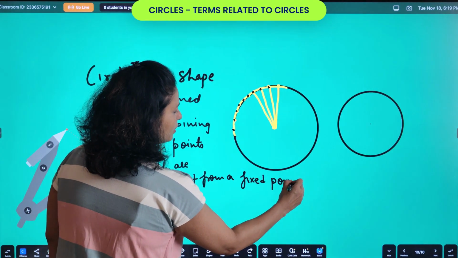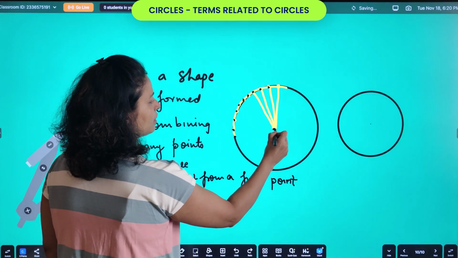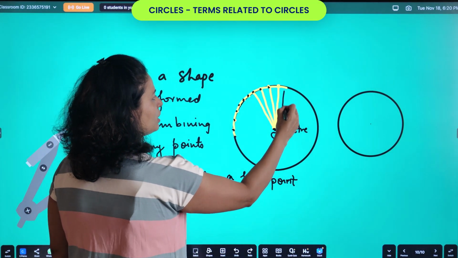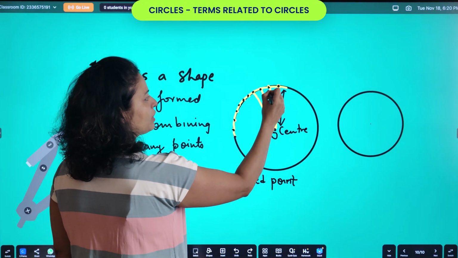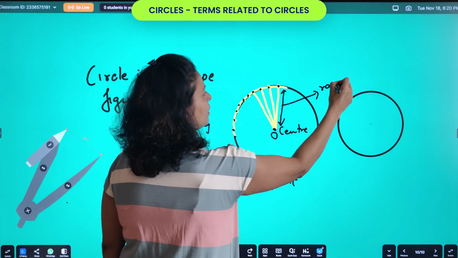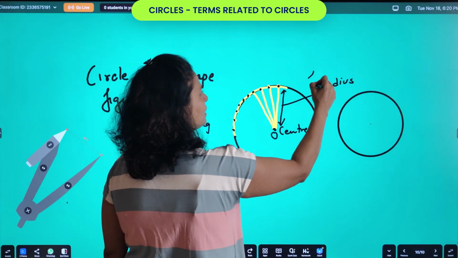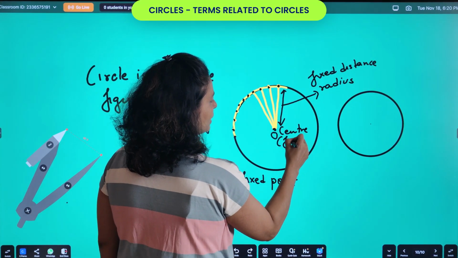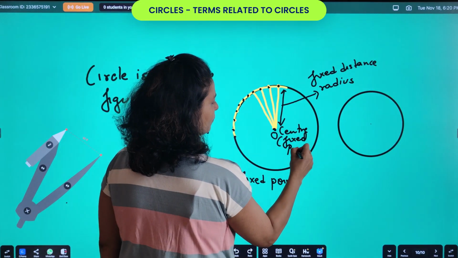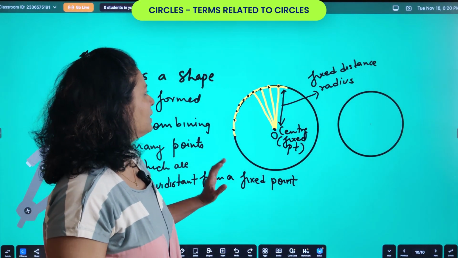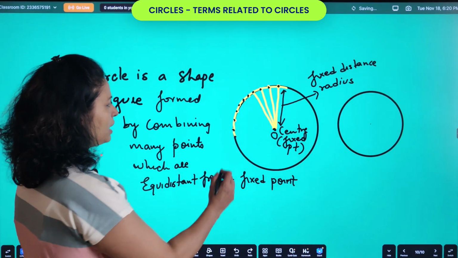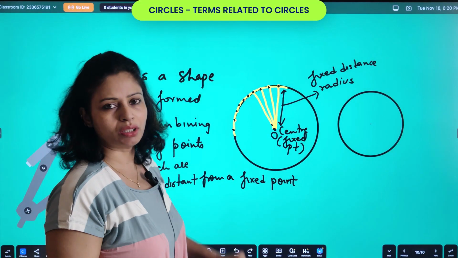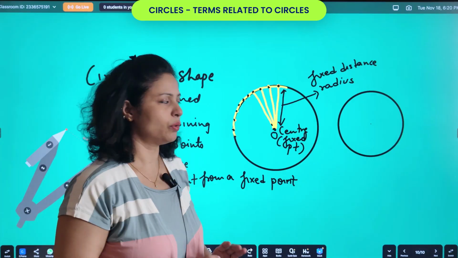Now what is this fixed point? This fixed point is the center. If I name it as O, this is the fixed point, that is the center, and this fixed distance which you see here. Every point is at a fixed distance. This fixed distance is the radius, and this is the fixed point, the center. So a circle is defined as a shape or a figure formed by combining many points which are equidistant from a fixed point called the center. This is how we define a circle.